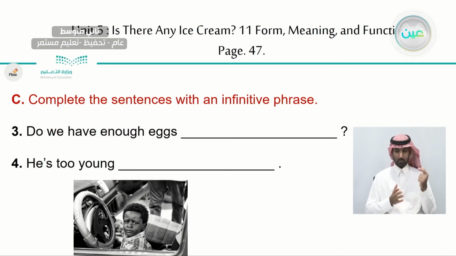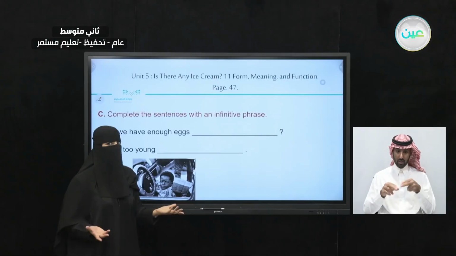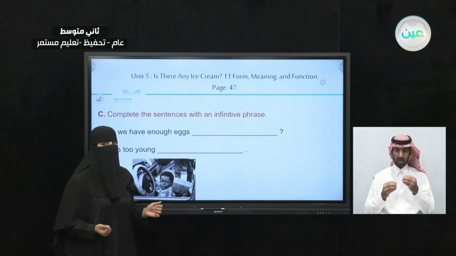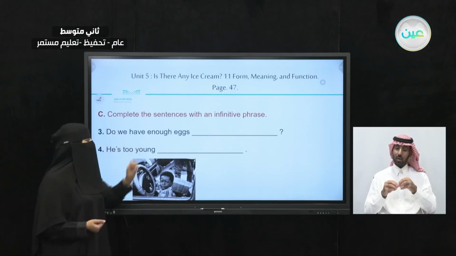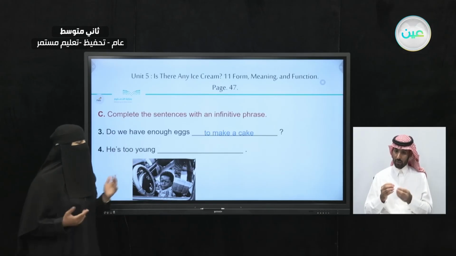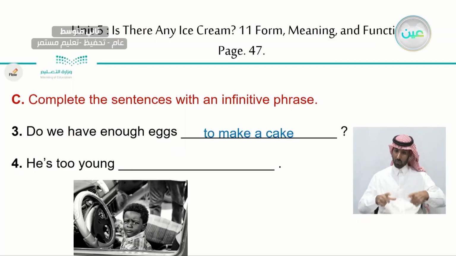Now, let's take a look at the next one. Here, do we have enough eggs? What is going to be the rest of the sentence? Do we have enough eggs to make a cake? Here we have enough and to.